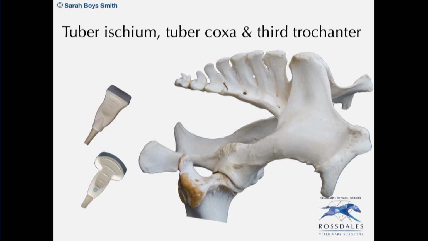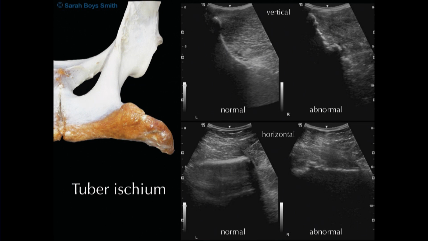So just moving on to the bony prominences, tuber ischii, tuber coxae, third trochanter. I'm sure you've all seen cases of these. So with palpation, you've obviously got a reasonable handle of these structures from a clinical palpation point of view, and you'll have a good appreciation of what you might expect to see ultrasonographically before you actually start using the ultrasound and putting the probe on the horse.